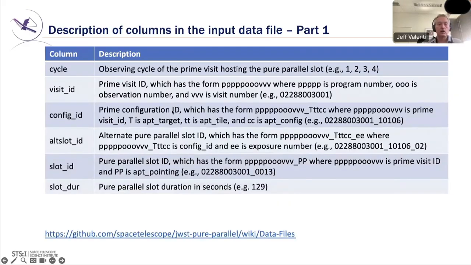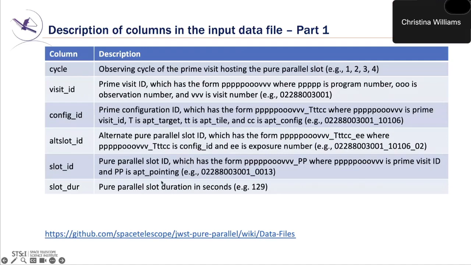There's the cycle that the slot was in, the prime visit ID, the configuration that was used, a configuration ID for the prime, and this is something that I made up. You won't find it anywhere else, but it will help us with tracking. It's been difficult in past cycles to know when the prime was changing configuration. So this data file now has an identifier that indicates which slots go with a single prime configuration.